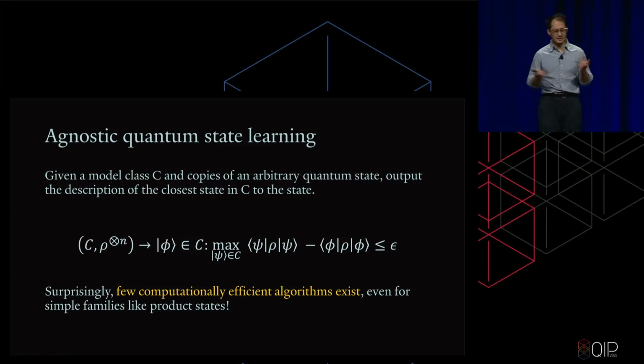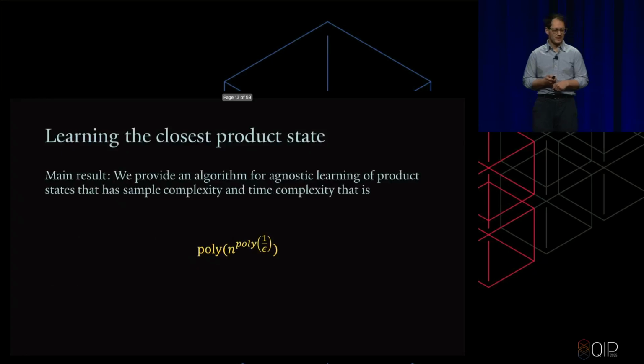Yeah, tons of things have had breakthroughs in algorithms, and we know a lot of learning theory algorithms. But in this agnostic setting, which I think is quite natural, there's almost no computationally efficient algorithms, even for things like product states, which seem like they should have nice algorithms.